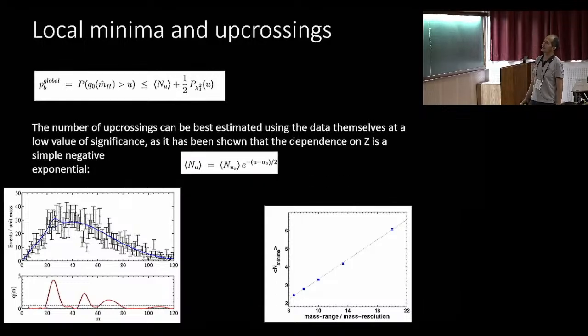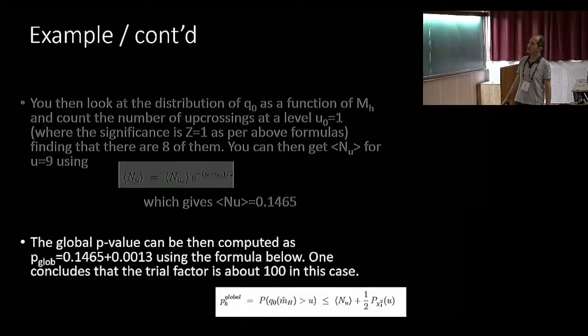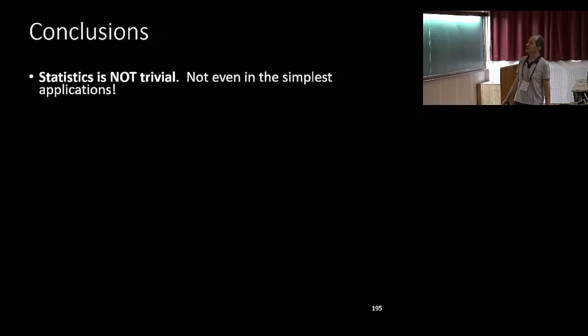And there is even an approximation for how this number of up-crossings varies when you vary this level on the q0 test statistic. Okay, so this is technology that allows you to compute the trials factor and to go from local to global test statistic. I have an example for you, but I will leave you the job of looking at it by yourselves, because I'm going to upload these slides very soon on Slack. And I won't go into it because I'm really struggling here.